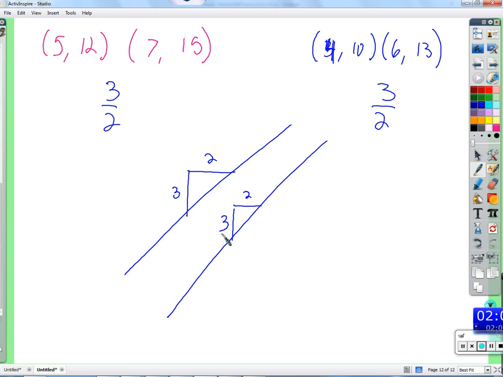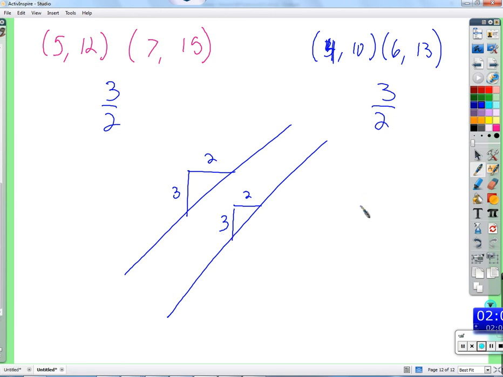Okay, so for lines to be parallel, they have to have the same slope. Yes, exactly the right answer. Otherwise, if they had even slightly different slopes, at some point, way to the right or way to the left, they're going to cross.